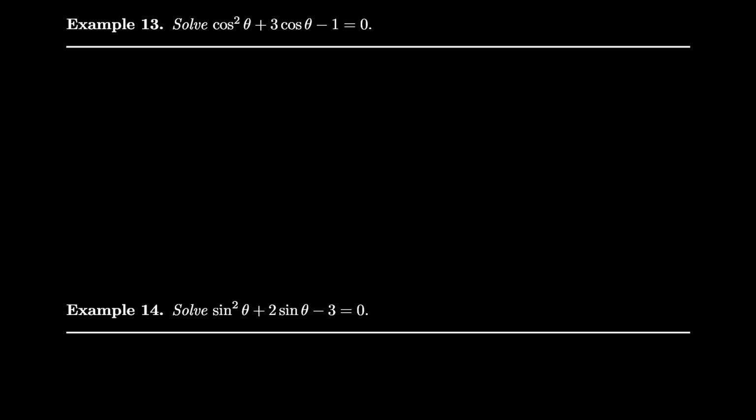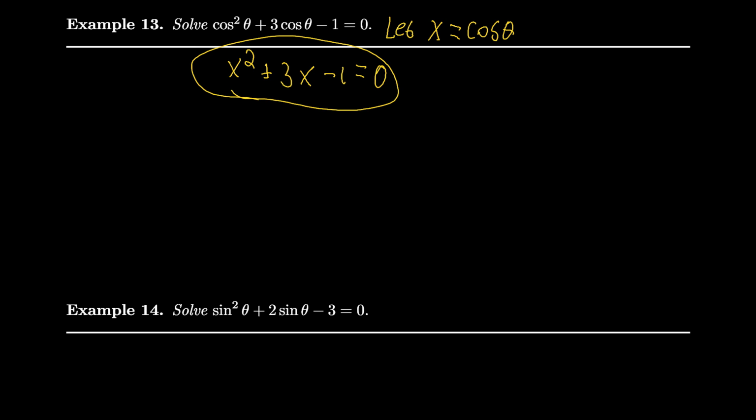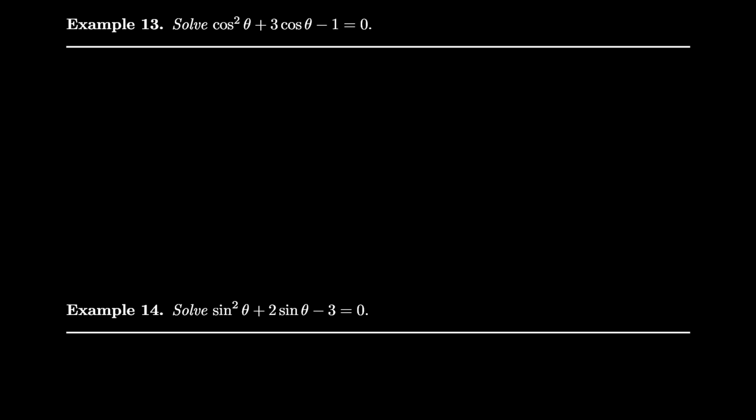So look here. Instead of cosine theta, I'll say let x be cosine theta. So instead of writing cosine thetas, I'm going to write x. Then what this turns into is instead of cosine squared theta, this is x squared, plus 3 times, instead of cosine theta, we're going to write x, minus 1 equals 0. If we can solve this using the quadratic formula, then we can solve this using the quadratic formula too. And that's exactly what we're going to do. So we're just going to solve that using the quadratic formula.